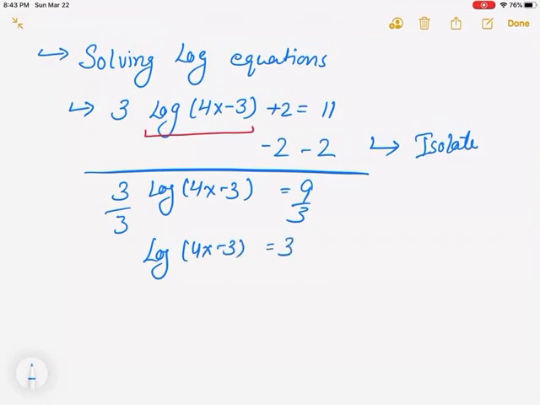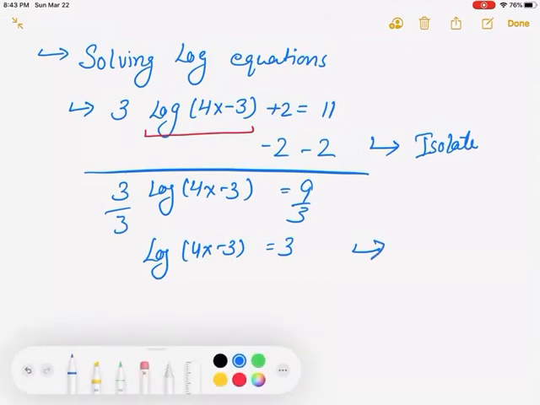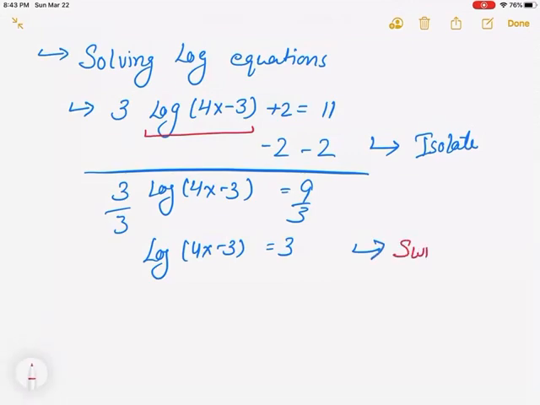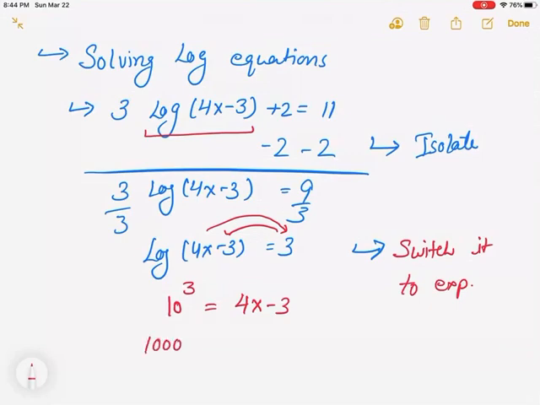All right. Now, this is where the next step comes in. This is where you need to switch it to an exponential function. I hope you guys remember how to. The way we do it is, you need to bring down the base. If there is no base number, it's always an invisible 10. So I would bring down the base, which is 10, and swap. So 10 to the third power is equal to 4x minus 3. So 10 to the third is 1000.